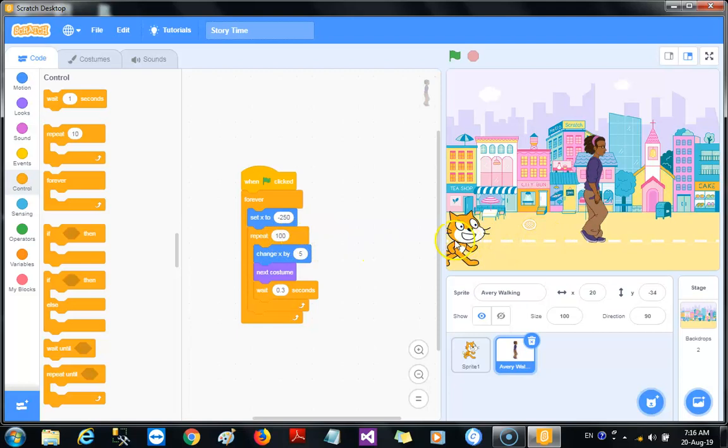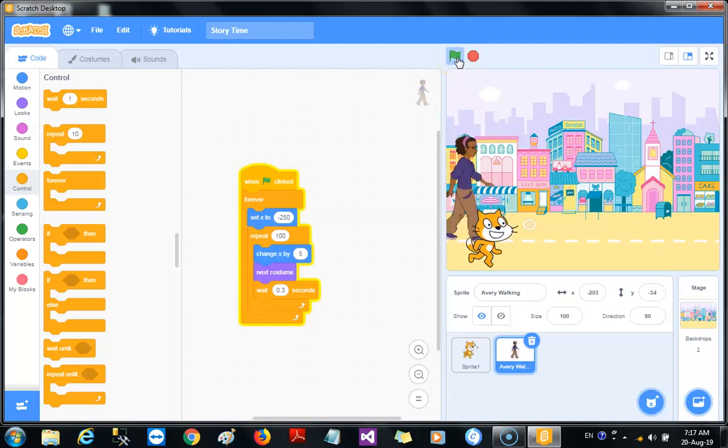So both Avery and the cat cover our stage. They move from one part of the stage to the other. However, the cat is going to be faster than Avery, and yes, it was done on purpose. It was intentional. Now let's take a look at how the code works. I'm going to click on go.